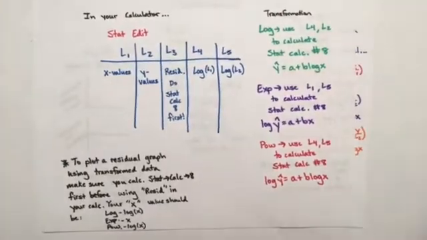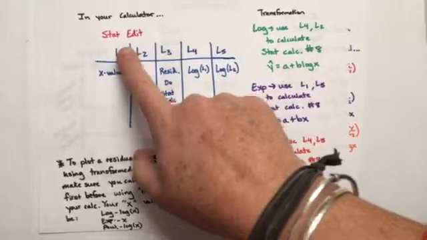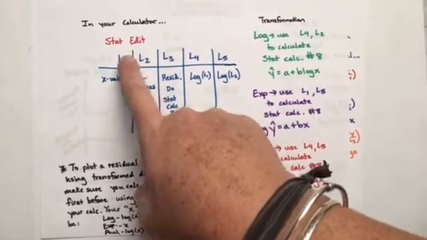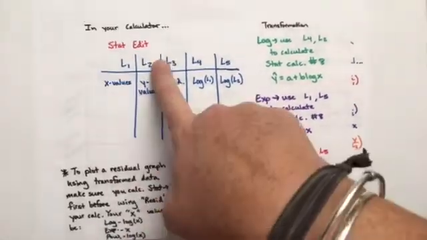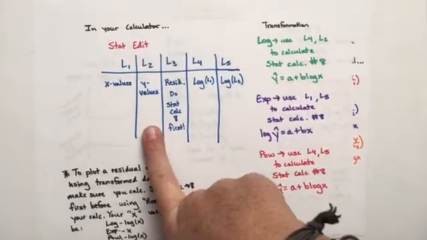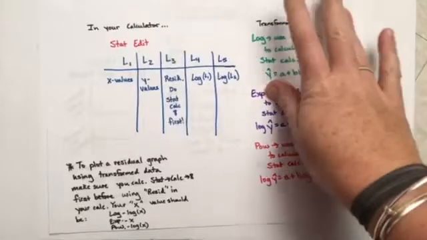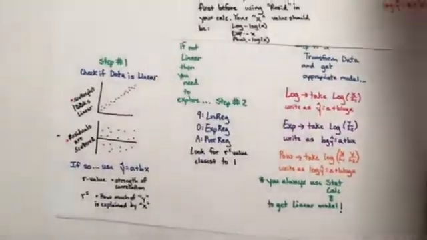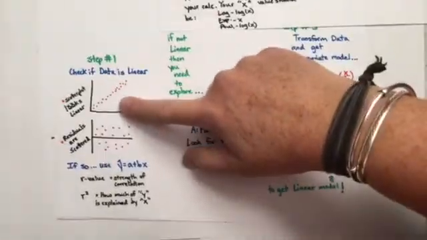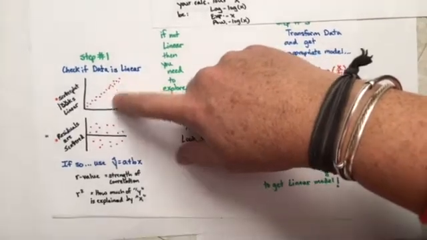your calculator. So in our calculator, we always put our data into the list. Typically we put our x's in L1 and our y's in L2. The next thing we would typically do, again, referring back to step 1 over here, is we'd want to look at our scatter plot. So we would plot L1 and L2 as a scatter plot and take a look.